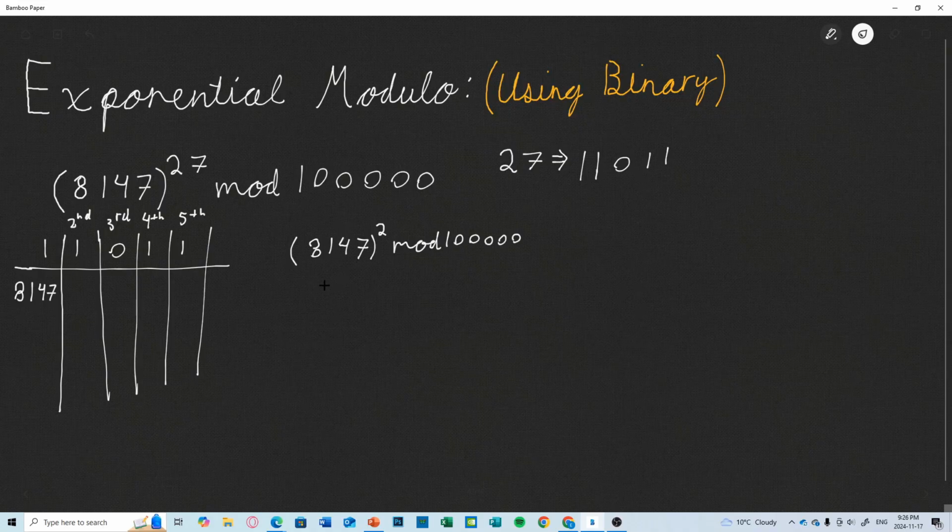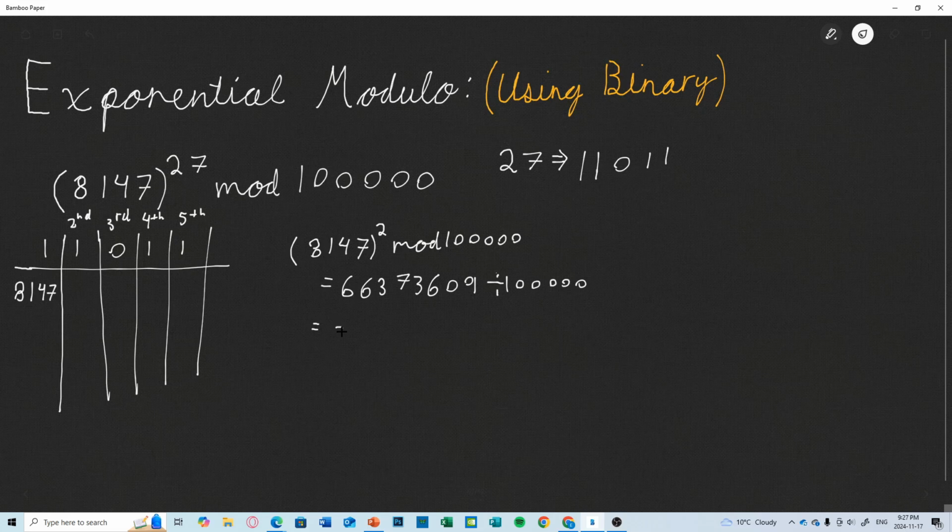So our first step, as I said before, is 8147 squared modulo 100,000, which you can do by taking 8147 and putting it to the power of 2, which will give you a very large number of 66373609. And now you want to divide that by 100,000, which will give you 663.